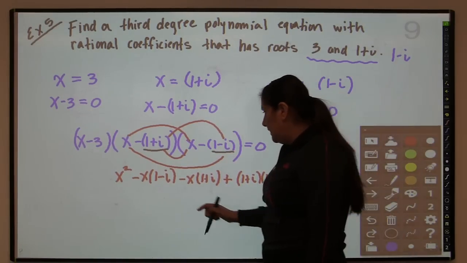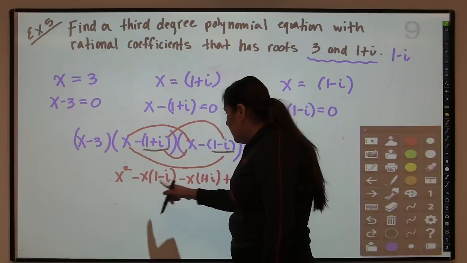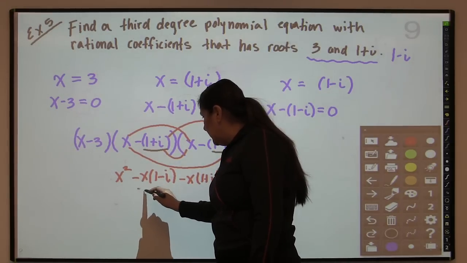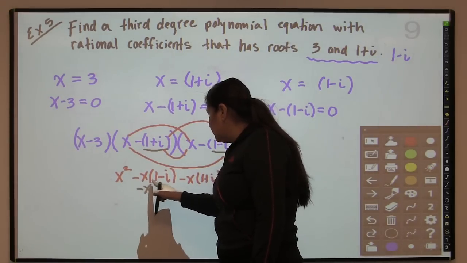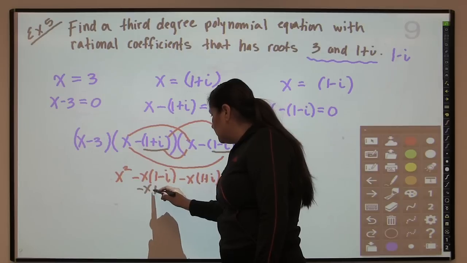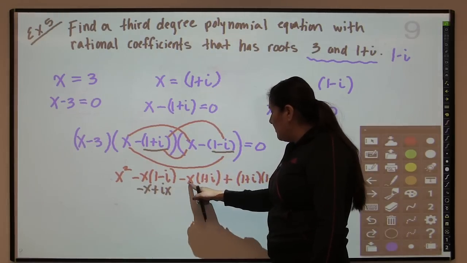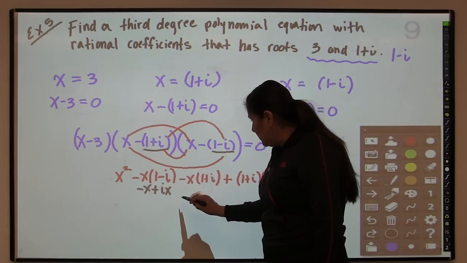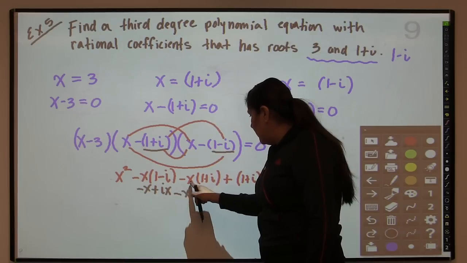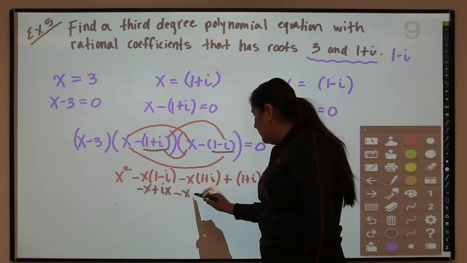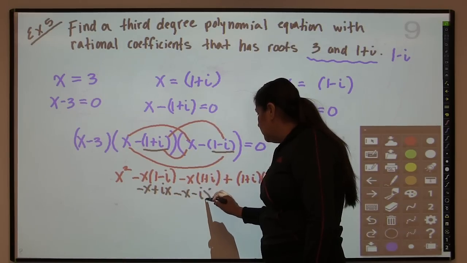Now it's actually okay to go ahead and distribute here. Negative x times 1 is negative x. Negative x times negative i is positive ix. Here you have negative x times 1 is negative x. Negative x times positive i is negative ix.